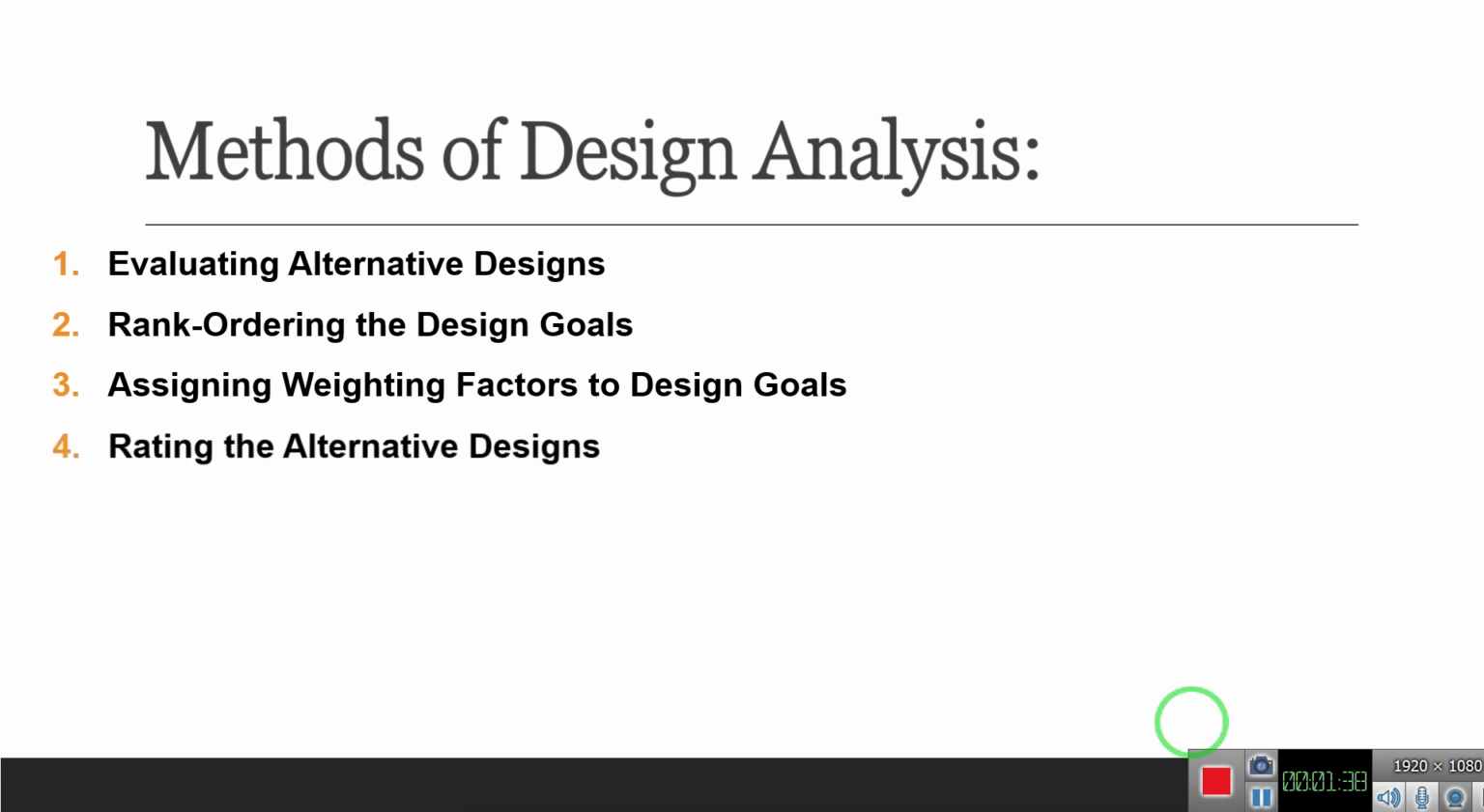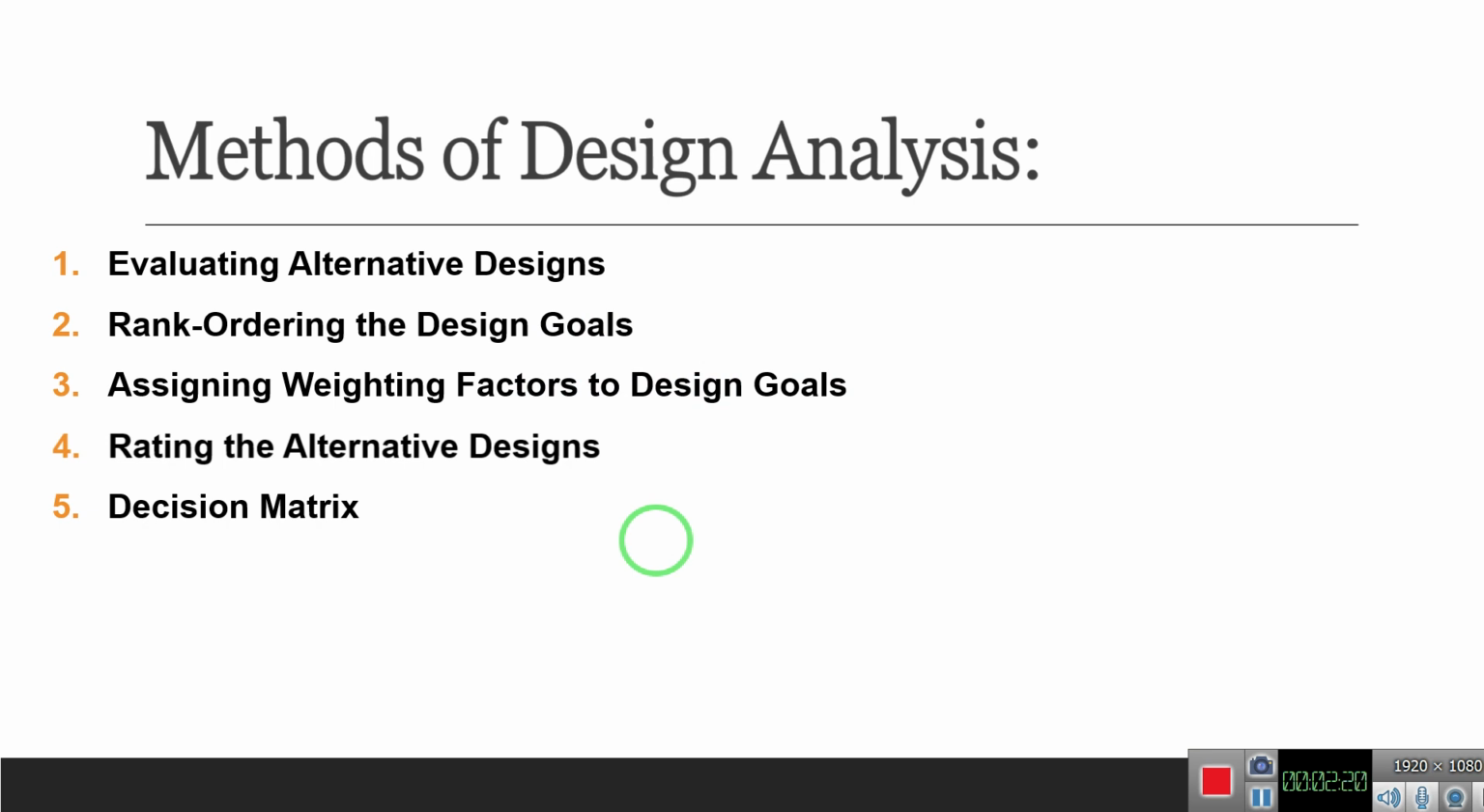We'll study one by one. Next, rating the alternative designs. Whatever we studied about rank ordering the design goals and assigning weighting factors to the design goals is for a specific goal. Now we have to think of the alternative designs and alternative goals and specifications also. So rating the alternative designs, we'll study. Next, by getting all the information of points 2, 3 and 4, that is design goal ranking order, assigning weighting factors and alternative designs, combinedly we will create a decision matrix, which one has to be followed. This is called decision.